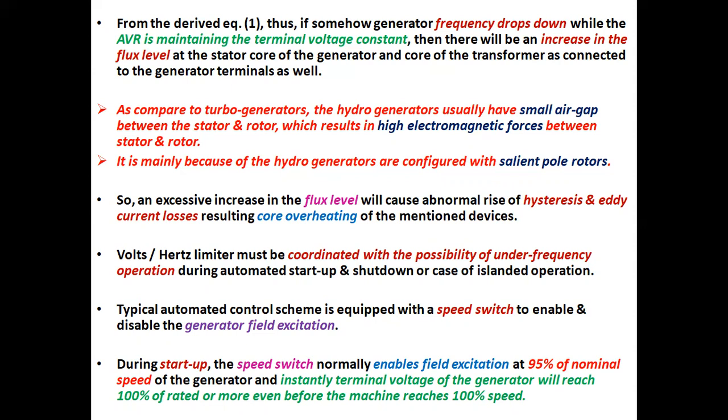Typical automated control scheme is equipped with a speed switch to enable and disable the generator field excitation. During startup, the speed switch normally enables field excitation at 95% of nominal speed of the generator, and instantly terminal voltage of the generator will reach 100% of rated and more even before the machine reaches 100% speed.